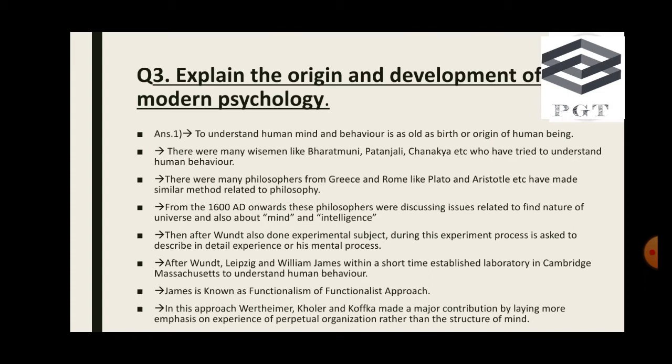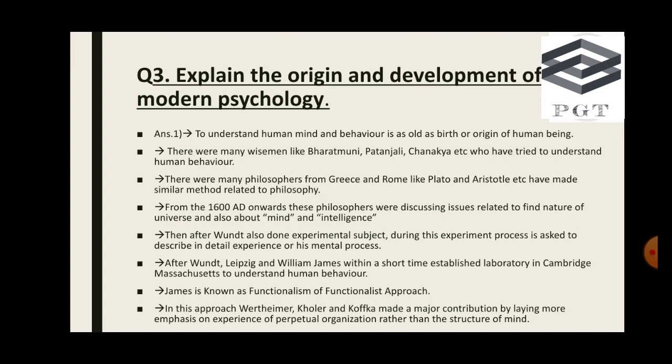There were also many philosophers from Greece and Rome, like Plato and Aristotle, who used a similar method related to the philosophical world and studied human behavior. From the 16th century AD onwards, philosophers discussed issues related to the nature of the universe, and also about the mind and intelligence. They evaluated the difference between mind and intelligence.